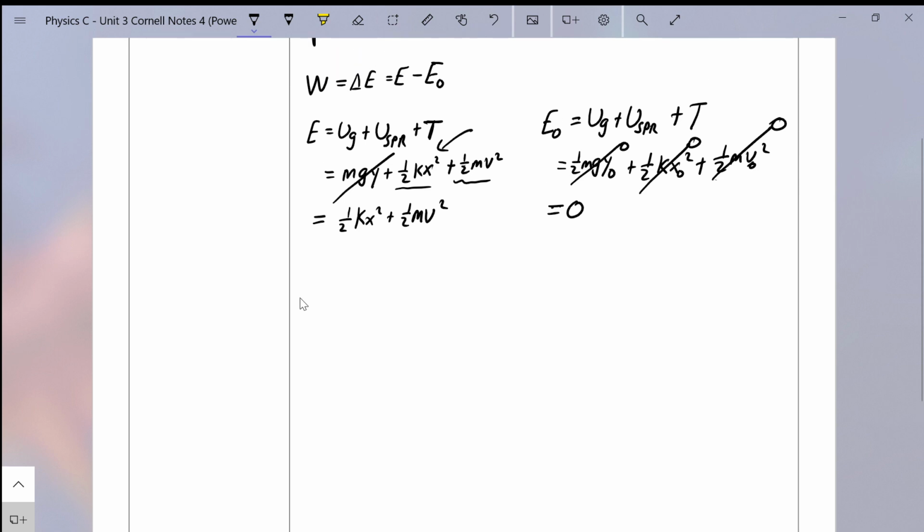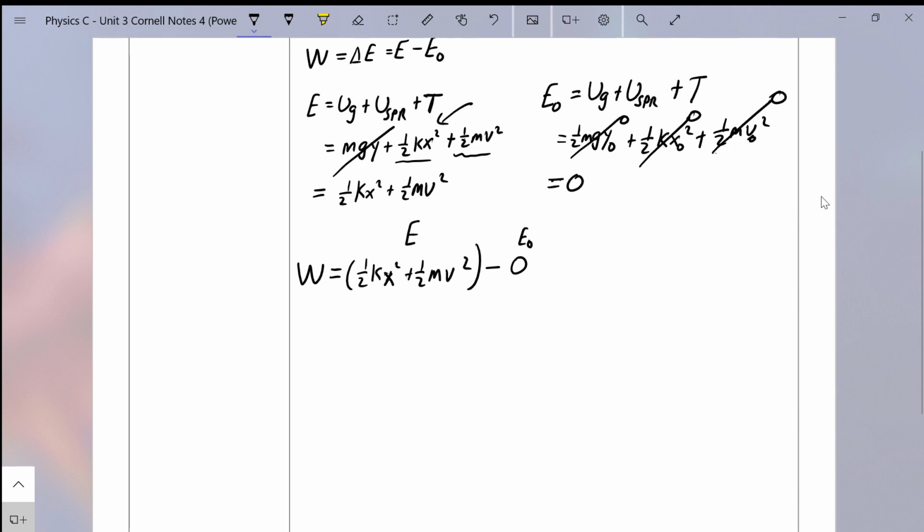But what we now have is a work equation that says work is equal to energy final, 1/2 kx squared, plus 1/2 mv squared, which is our final velocity, final position, squared, minus 0. So this is basically E minus E sub 0.